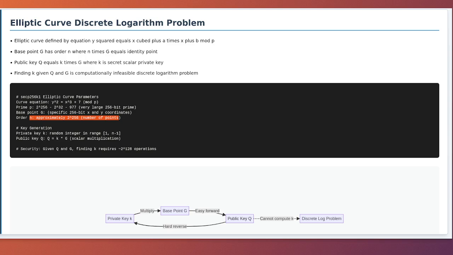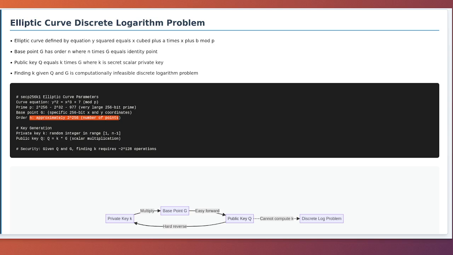The security of the system relies on the fact that even though everyone can see Q and everyone knows G, nobody can figure out k. The discrete logarithm problem is what makes elliptic curve cryptography useful for digital signatures, key exchange, and encryption. It's also what makes zero-knowledge proofs possible on elliptic curves.